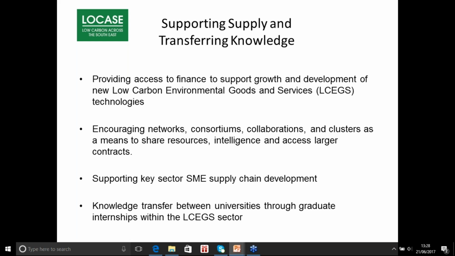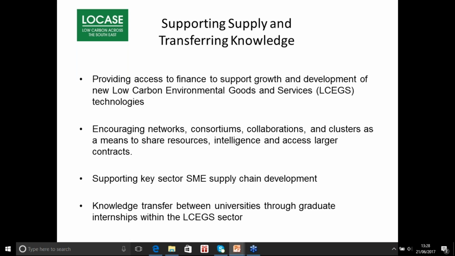Supporting supply and transfer of knowledge. So this is the other element of the LOCASE project. This is helping businesses that are in that low carbon environmental goods and services sector. We call them LOCAGE because it's a bit of a mouthful otherwise. And LOCAGE businesses are trying to bring to the market products and services that will help people be more energy efficient and lower their carbon.